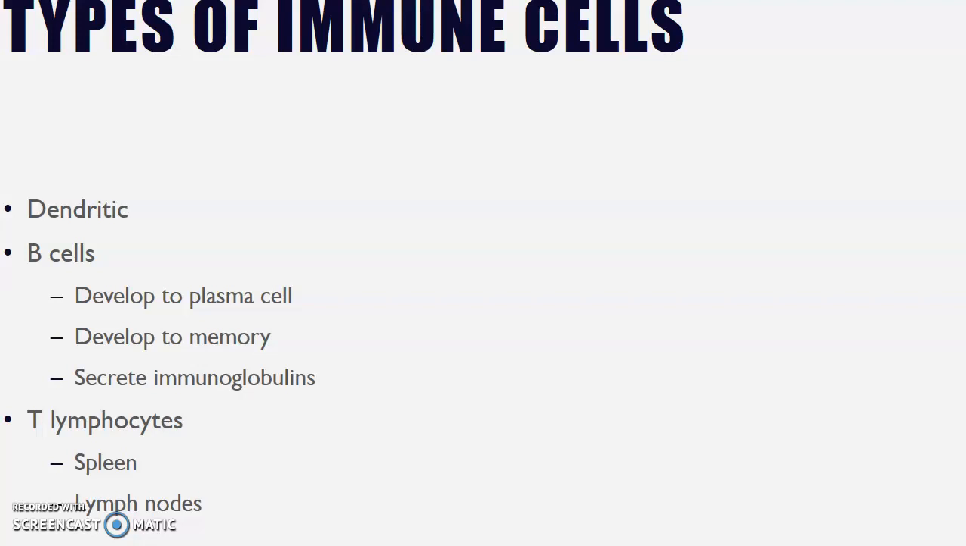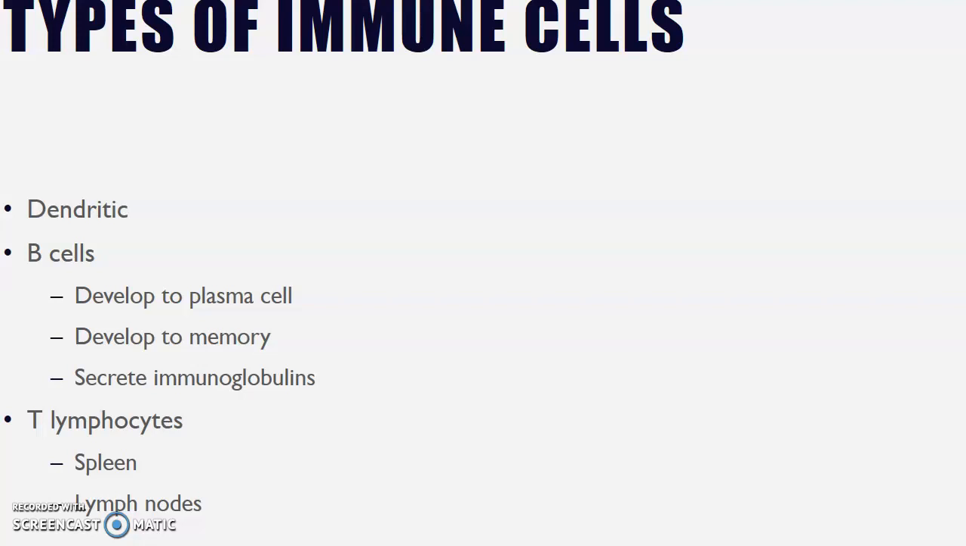And they transport it to the B cells, and the B cells develop into the plasma cells. The plasma cells develop the memory. So our dendritic cells, they're going to present it to our B cells. They're going to make the memory of and the antibody towards it, and they secrete the immunoglobulins.